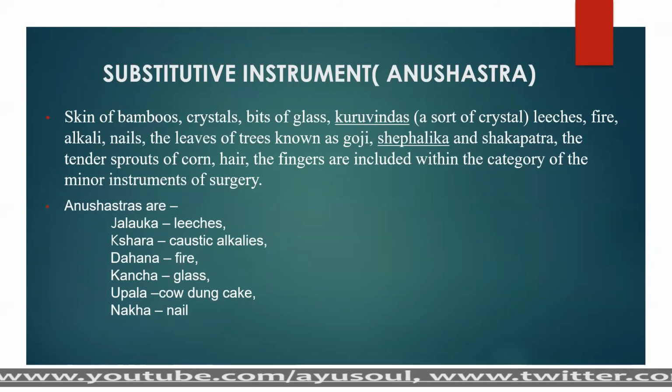The major anushastras are jalauka or leeches, kshar meaning caustic alkalis, dahan fire, kach glass, upala cow dung cake, and nakha is nail.